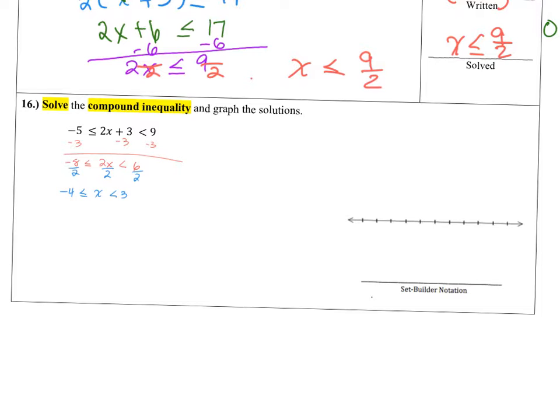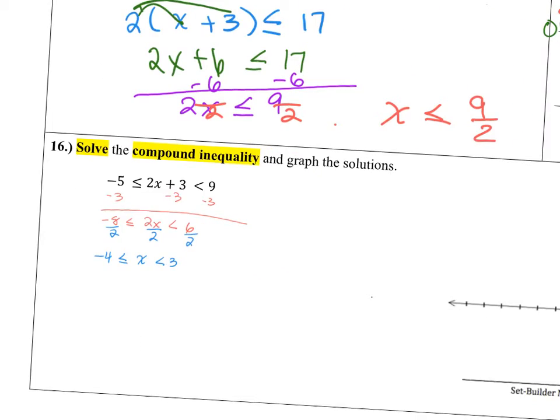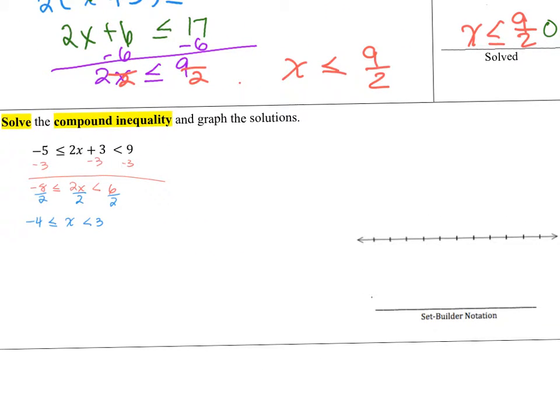To graph this one, first of all, set builder notation, so it would be open brace x such that, and then you just write the whole inequality. Negative 4 is less than or equal to x, less than 3.